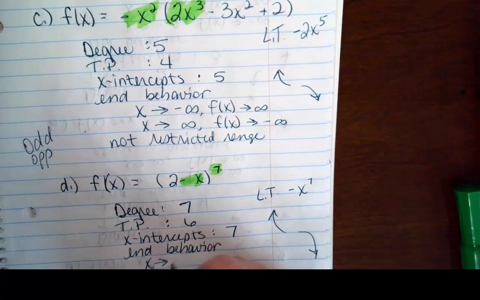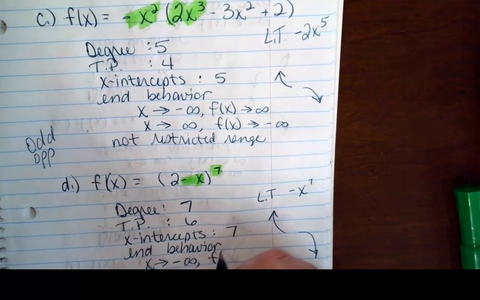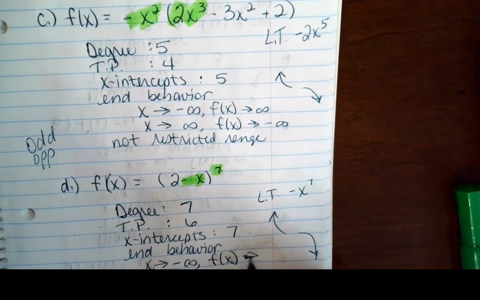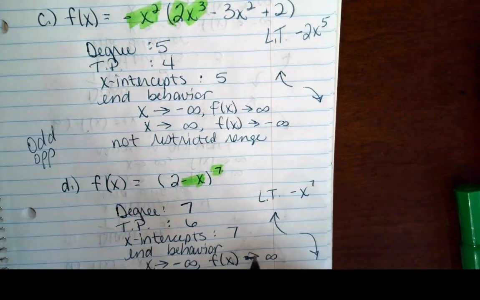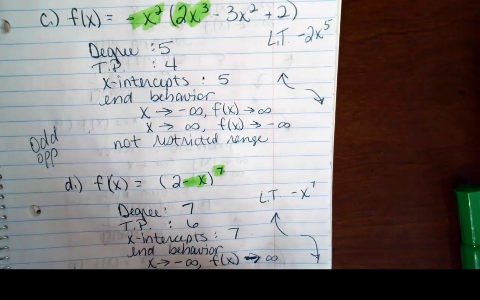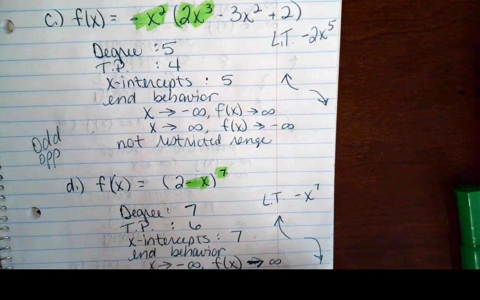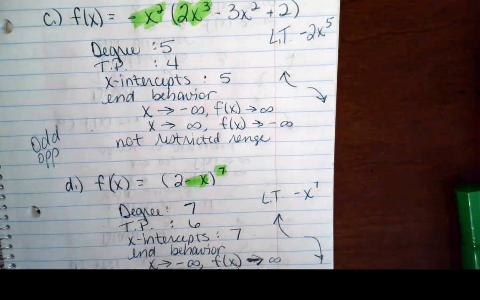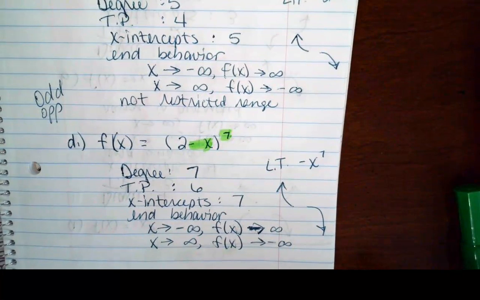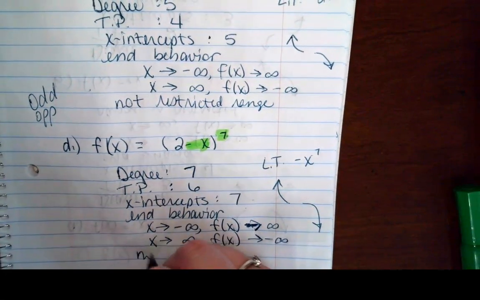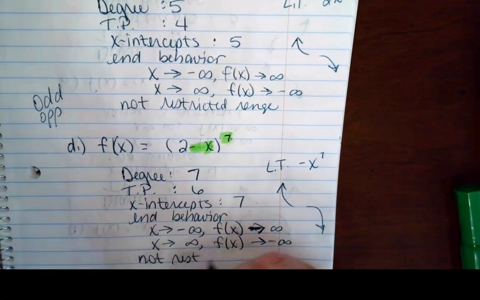So as x moves to the left, my function is going to go up. That's supposed to be an arrow. As x moves to the right, my function will go down. Okay? Is your range restricted? No, because it's going to go forever up and forever down. So it is not a restricted range.